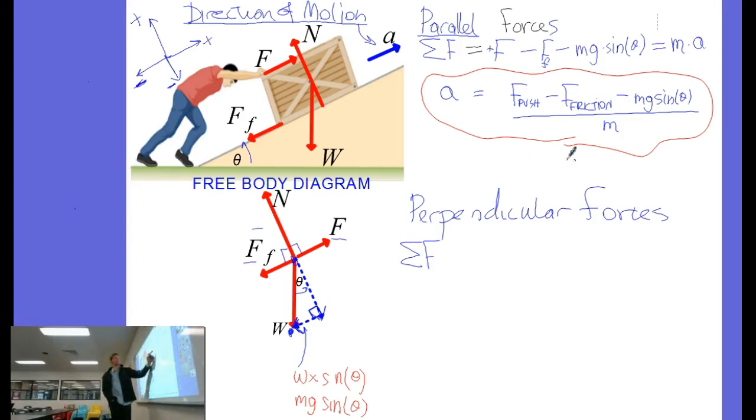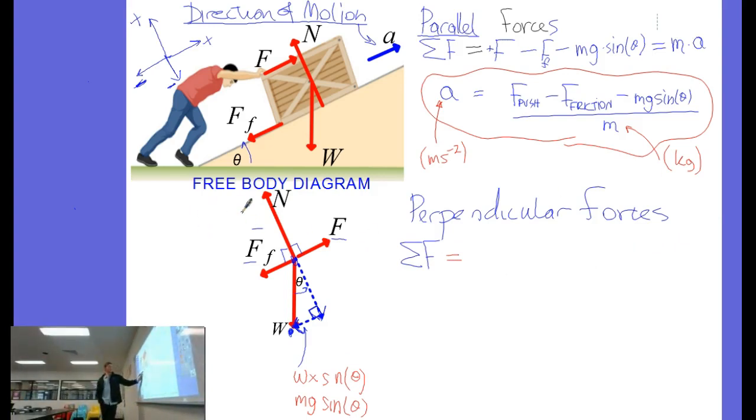Kilograms, absolutely. So this here is measured in kilograms. All right, and then what will be the units of the acceleration? What should that be measured in? Meters per second squared. Fantastic. Okay. Let's see if we can do the same for all the perpendicular forces.